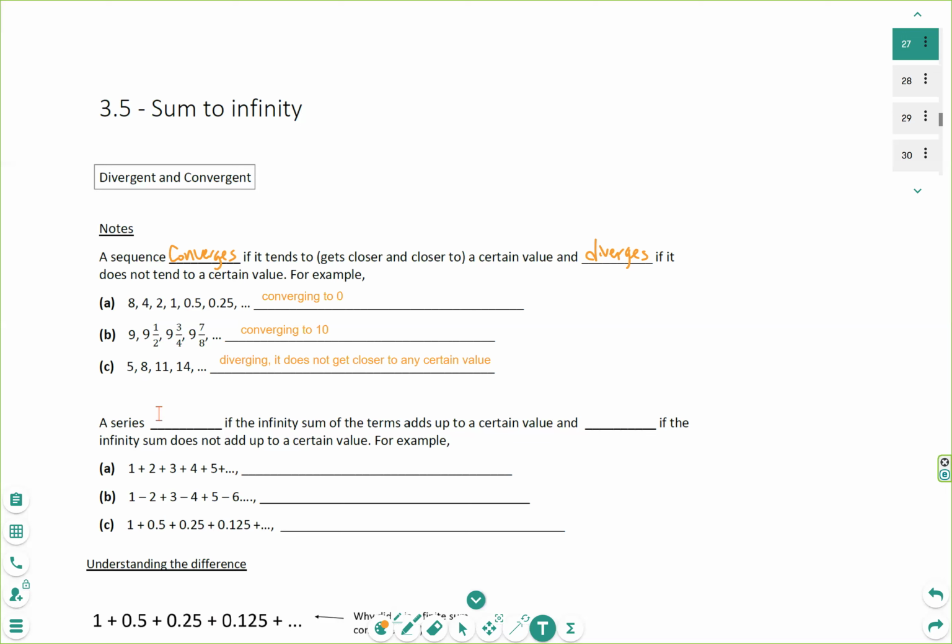A series converges if the infinite sum of the terms adds up to a certain value, and diverges if the infinite sum does not add to a certain value.